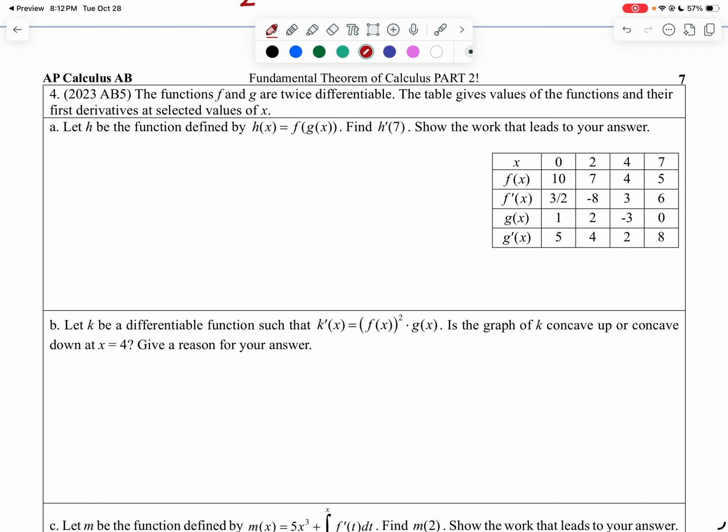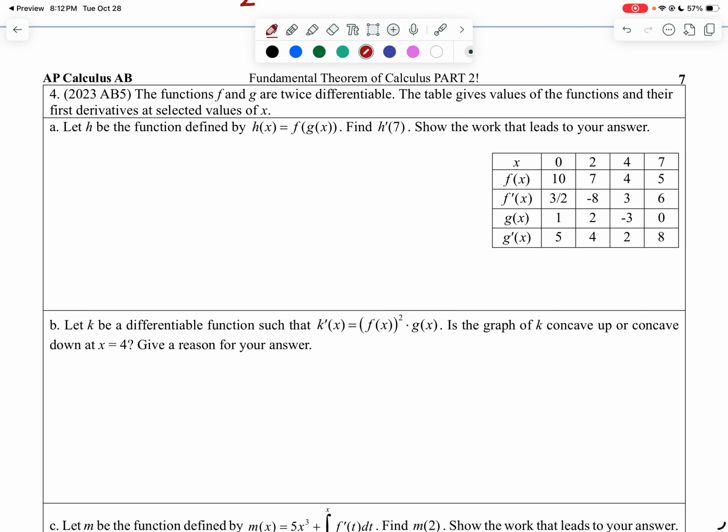All right, Mr. K is chugging along. This is 2023 AB5. And what did I say? This one was FTC. Oh, I think it's part C. Part A and part B is easy peasy lemon squeezy, honestly. You're trying to find H prime of 7 for part A.